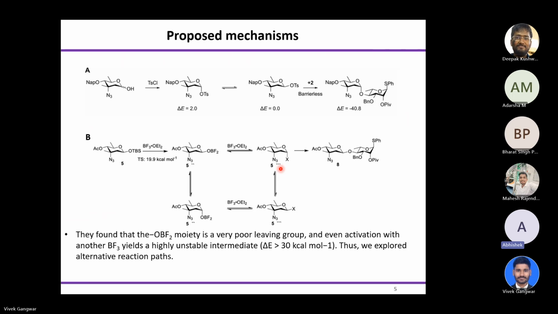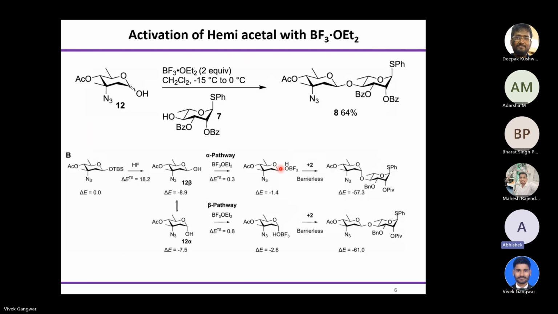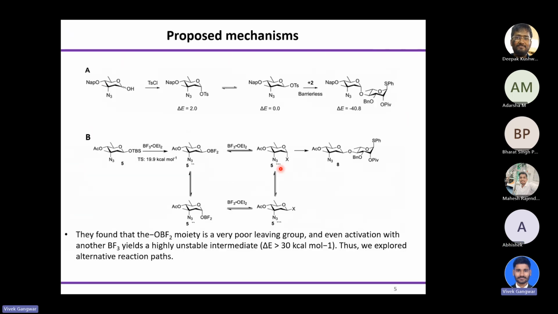Here you are comparing this OBF2. You are saying that this is a bad leaving group, right? Then, next slide, what are you going to conclude in this slide? In this slide, what they did is activation with BF3, and they are getting this OBF2. So attack is not possible because this is stable. Then why don't they first deprotect OTBS and then attack with BF3?